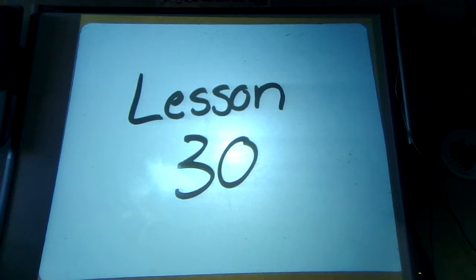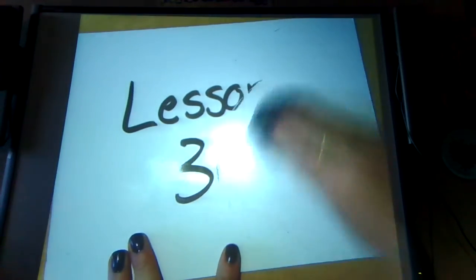Today our I can statement is I can make pictures to match addition stories. Remember, addition is our put together problems. So let's get started. Listen carefully to my story.